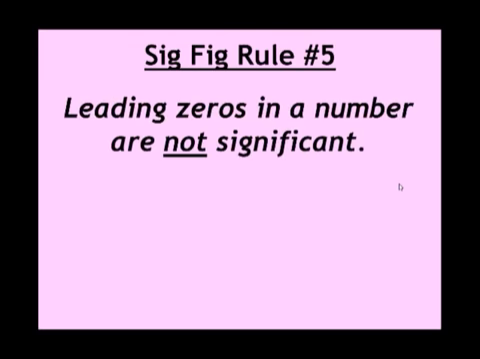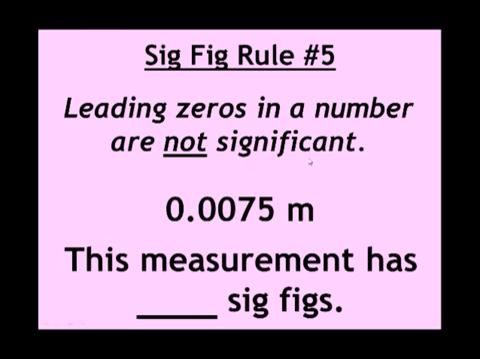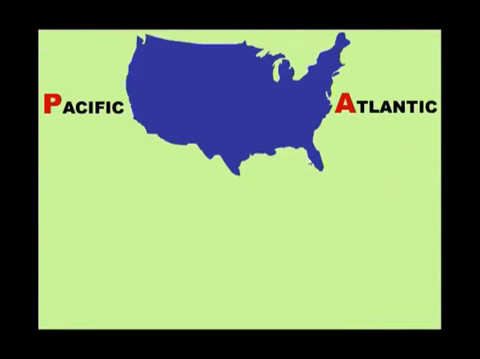Okay, and our final rule, Sig Fig rule number 5. Leading zeros, which are the zeros that occur at the beginning of a number. Typically this would mean you have a number that is less than 1. So leading zeros at the beginning of a number are not significant. So we have a number that would be 0.0075. This measurement has 3 leading zeros. But according to Sig Fig rule number 5, these are not supposed to count. So therefore a measurement of 0.0075 meters has 2 sig figs.